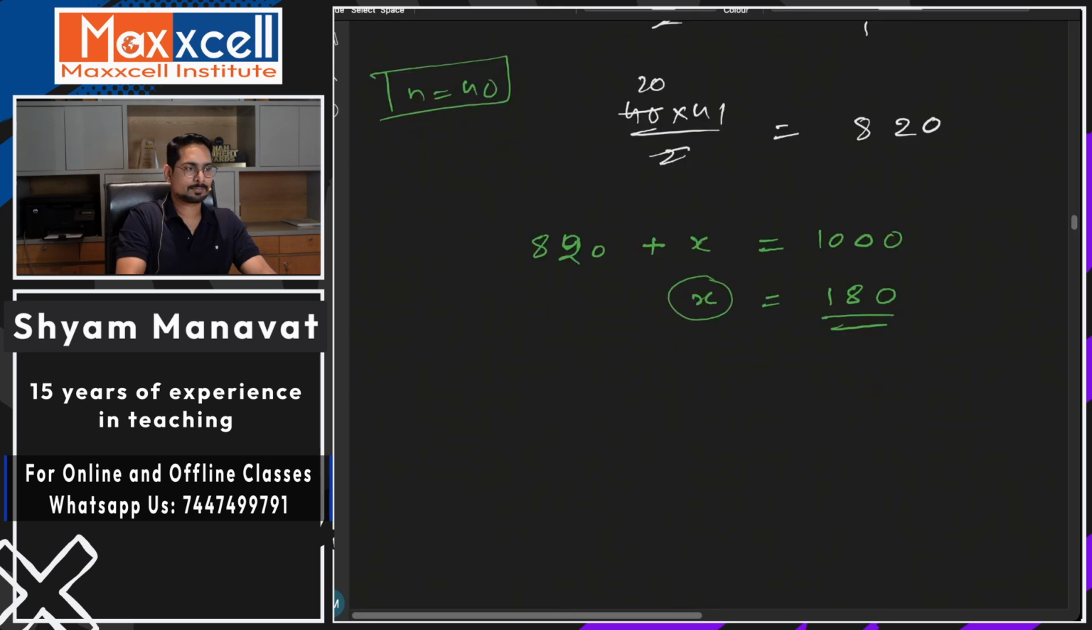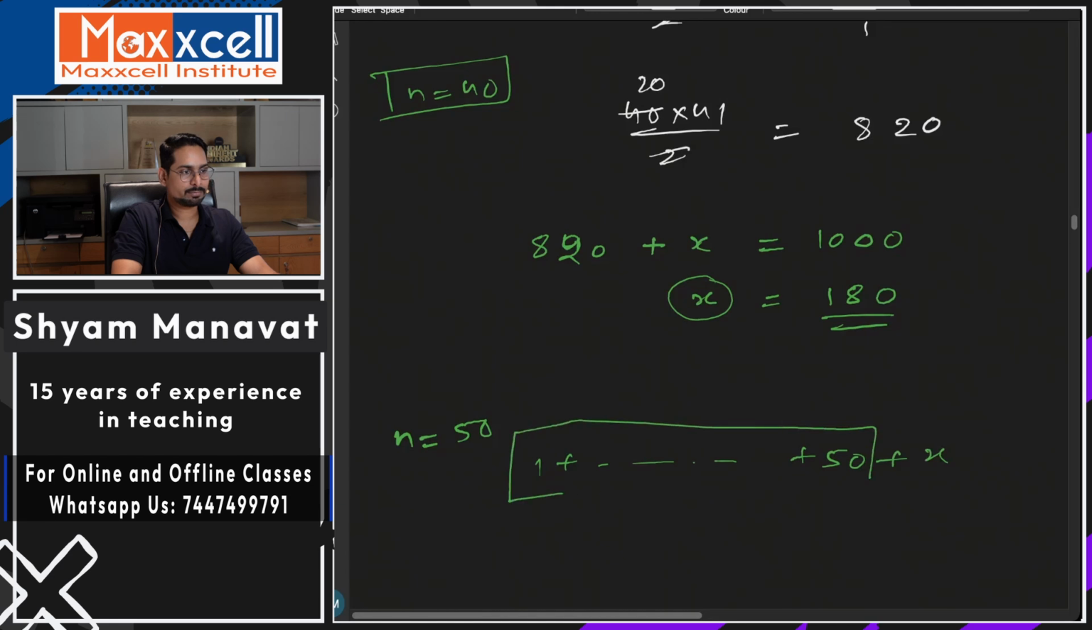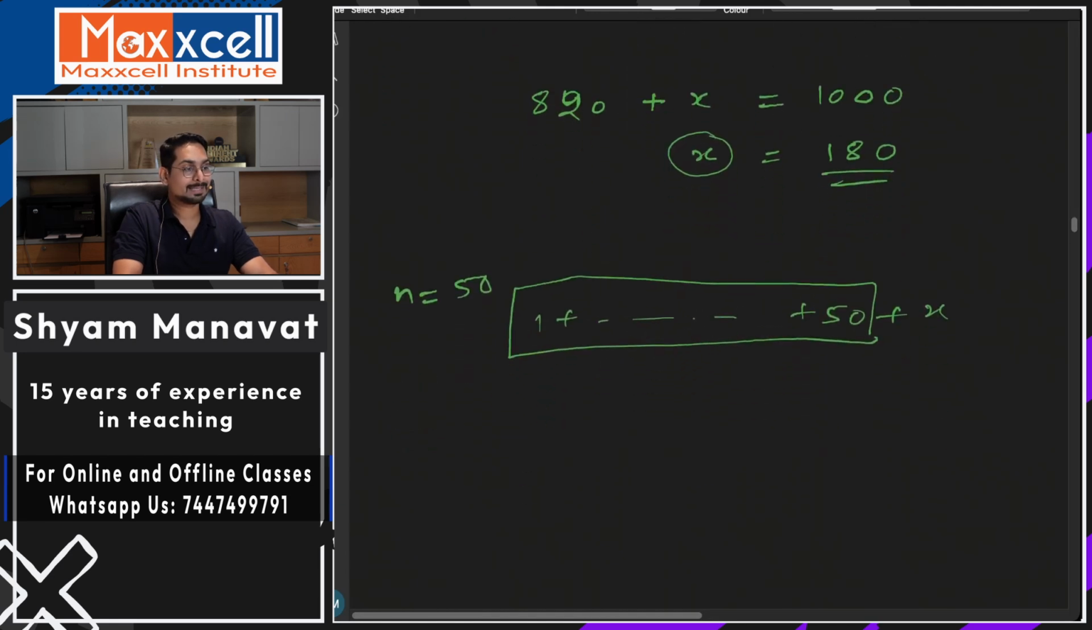Are you getting this? Let's take n equal to 50. What do we mean by n equal to 50? N equal to 50 means that you are adding the numbers from 1 to 50 and then one of the numbers is being repeated. So let's find out the sum of 1 to 50 first. That's going to be 50 into 51 by 2. Again the same formula, n into n plus 1 by 2, the sum of n natural numbers.